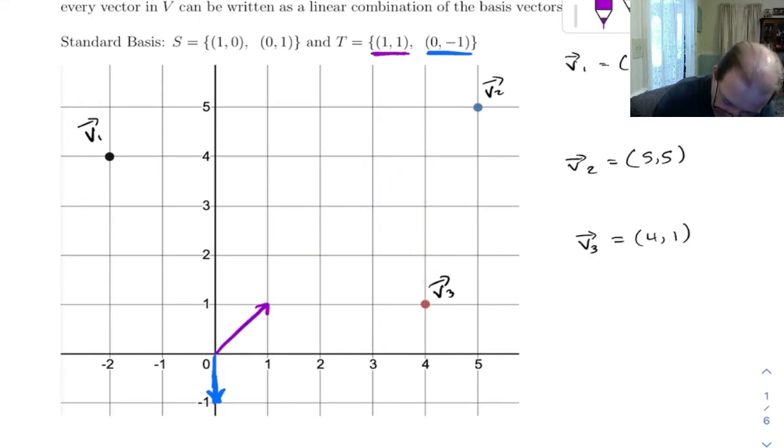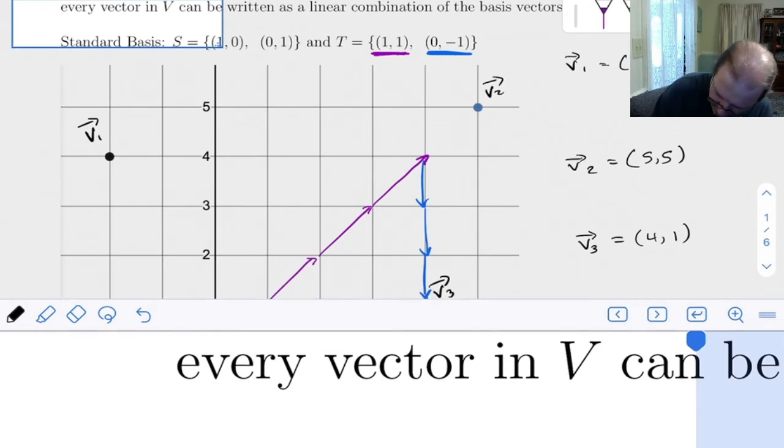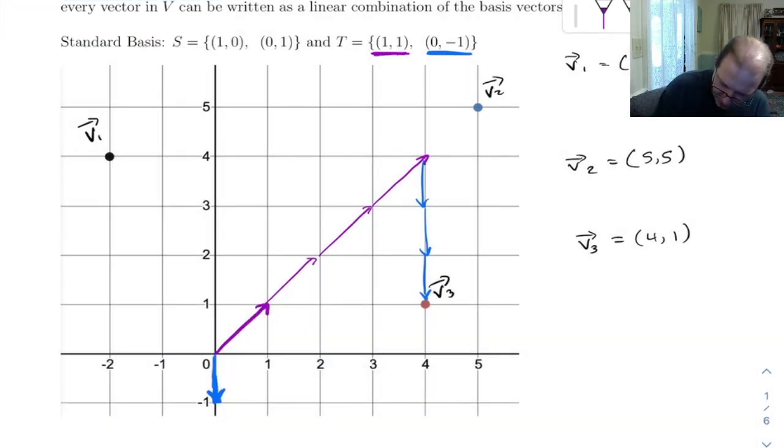So if you look at what that would take, it would take 1, 2, 3, 4 of those guys, and then 1, 2, 3 of those. So for V3, what we could say is, V3, its coordinates with respect to T. This is the notation for that. We had to multiply that first vector by 4 and the second one by 3. So this is going to be 4, 3.